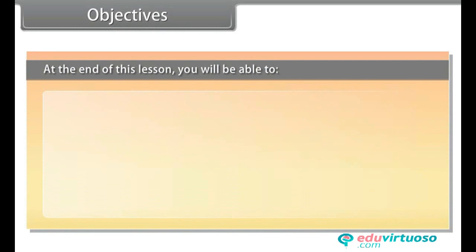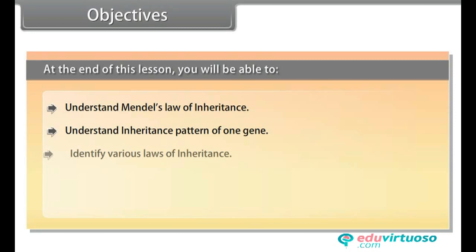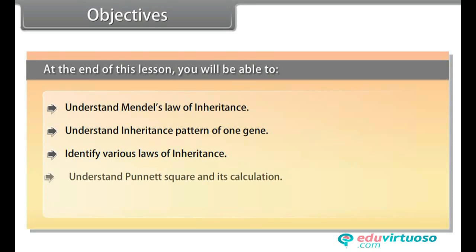Objectives. At the end of this lesson, you'll be able to understand Mendel's law of inheritance, understand inheritance pattern of one gene, identify various laws of inheritance, understand Punnett square and its calculation, identify a test cross.